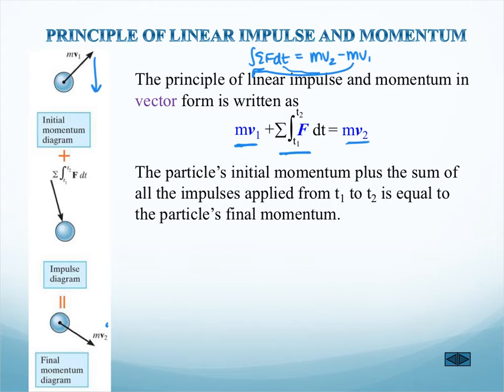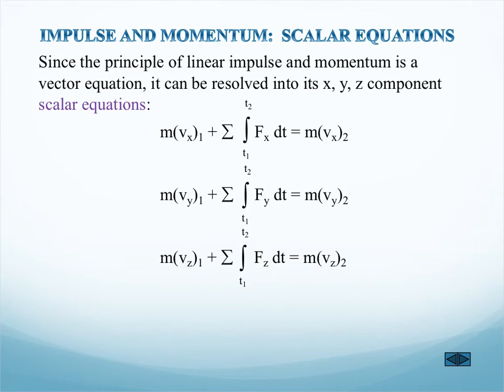I like this way of stating it because it allows us to think about what's happening. We begin with a momentum. Some impulse is exerted on our object, which results in a new momentum after that happens. Because this is a vector, we can break this down into component form. In Cartesian coordinates, this is going to have three different components, an x, y, and a z, and the impulse and momentum relationship is going to apply for each one of those directions.